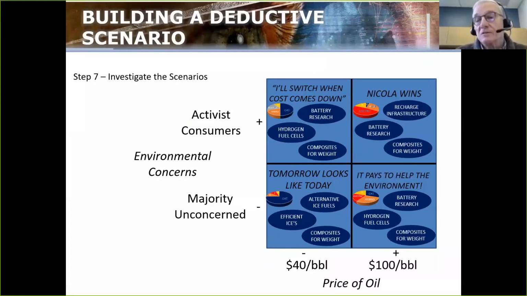For example, if Nikola Tesla is going to win, battery research and recharge infrastructure will be the focus of my research. If instead tomorrow is more like today, I still have an internal combustion engine, but maybe there are different fuels, and certainly I want more efficient internal combustion engines. So the portfolio of projects is different depending on the future.